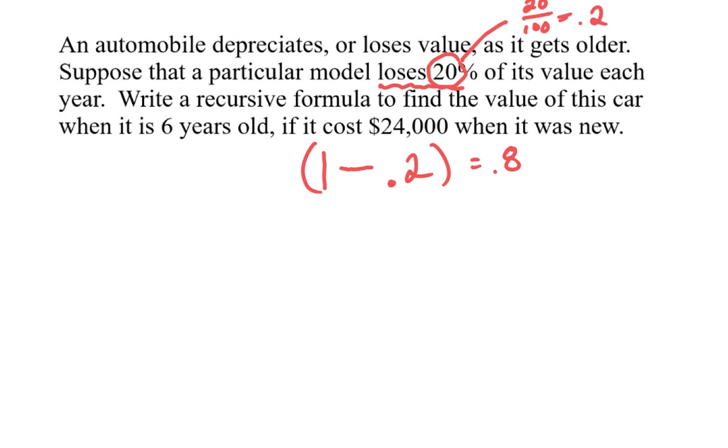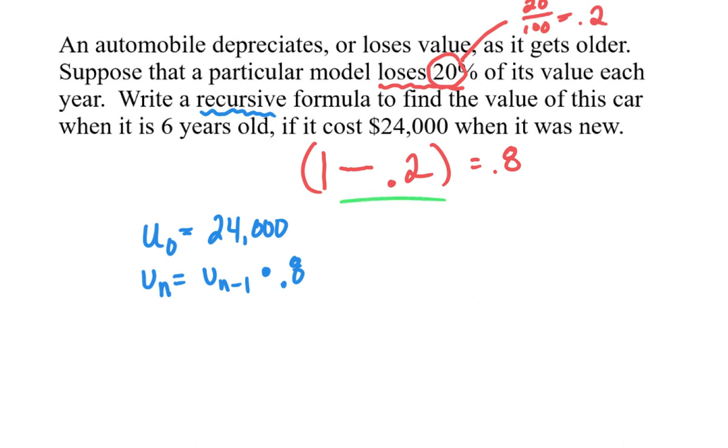So a recursive formula, which I've talked about in earlier videos, is one that has 2 parts. We have one part that says, what did we start at? Well, in this case, it's $24,000. That was our initial value. And then we say, to get the next value, we take our previous, and in this case, we're going to multiply that by 0.8. Or you could even just put the 1 minus 0.2 in here if that helps you. You could just write that instead of 0.8. And we could use our calculator to actually calculate this out to get 6 years old.